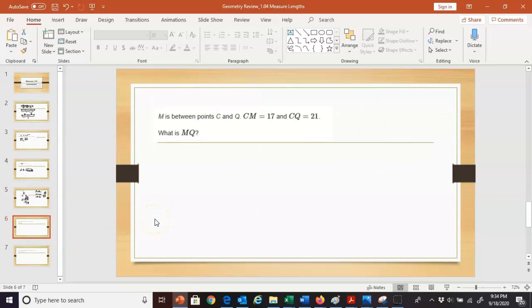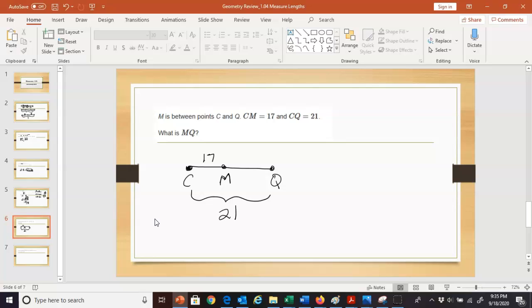All right, here's our next one. This one tells us M is between points C and Q. I don't know about you guys, but I'm very visual. So whenever I see just words, I'm like, okay, let me draw a picture. So I'm going to draw a picture of M between C and Q. It doesn't say exactly where it is, so I guess I'll just put it here. It just says it's between them. And then it tells us CM is 17 and CQ, the whole thing, is 21.